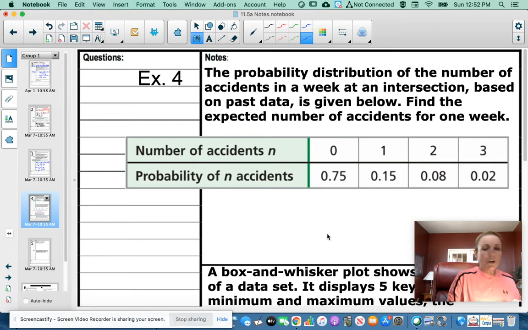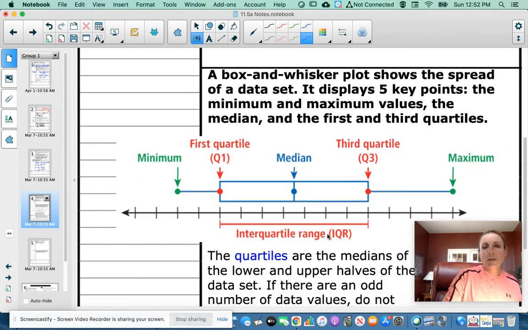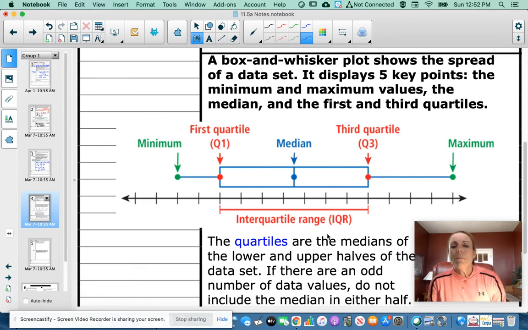Example 4 we're going to do in class, and now we're going to jump to box and whisker plots. A box and whisker plot shows the spread of a data set. It displays 5 key points: the minimum, the maximum, the median, middle, and then the first quartile and third quartile.